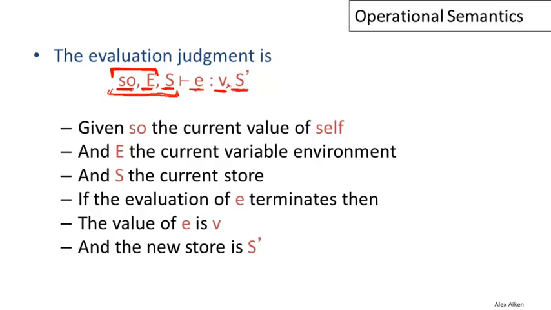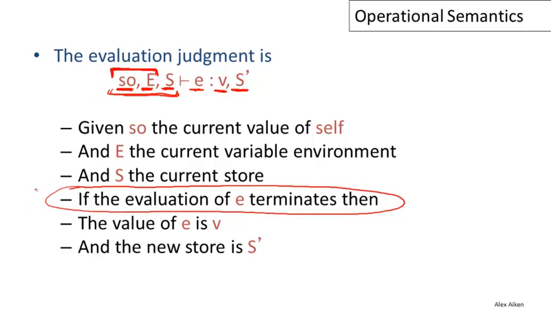And one more detail: judgments of this form always have a qualification that the judgment only holds if the evaluation of E terminates. If E goes into an infinite loop, then you're not going to get a value and you're not going to get a new store. So this kind of judgment should always be read as saying that if E terminates, then E produces a value V and a new store S prime.